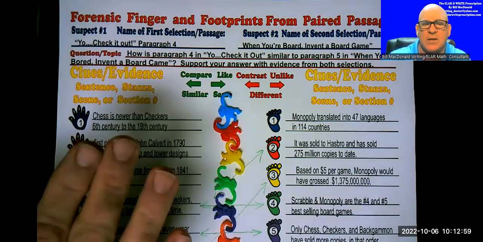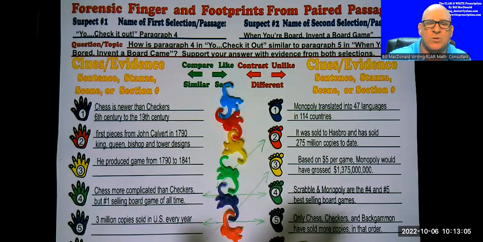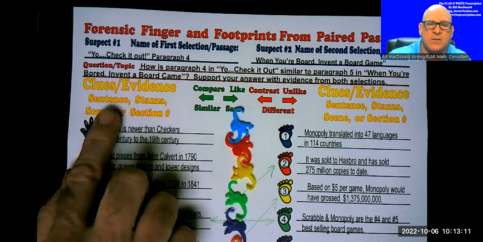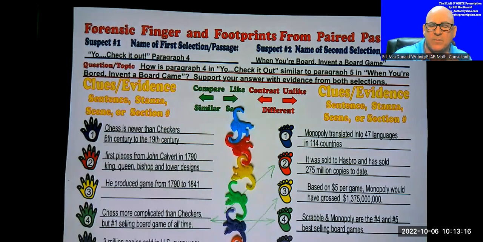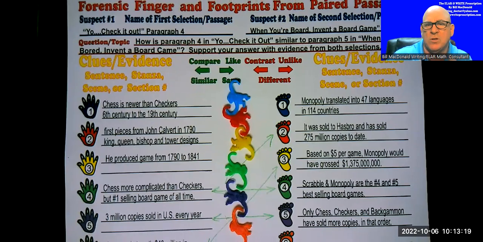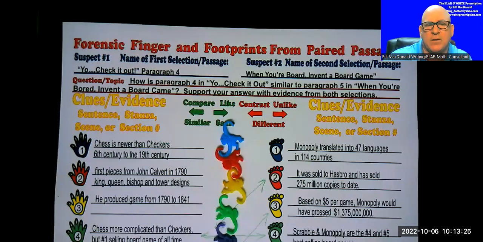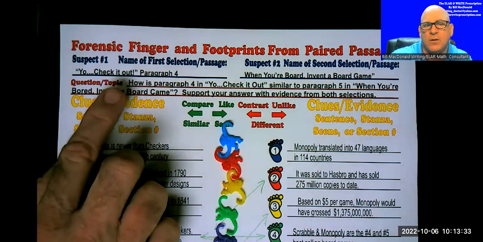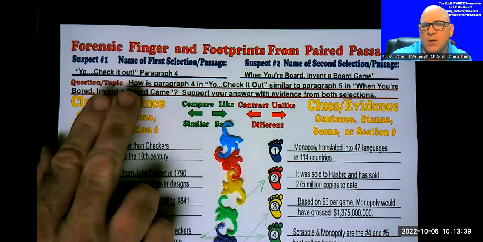And so you see here, think of Blue's Clues. We're going to be looking for clues, evidence in sentence form, stanzas, scenes, or section numbers. You can see the hands are for the fingerprints, the toes are for the footprints. Suspect number 1 is the name of the first selection, suspect number 2 the name of the second one. When you're bored, you'll check it out, paragraph 4, and when you're bored, invent a board game, paragraph 5.